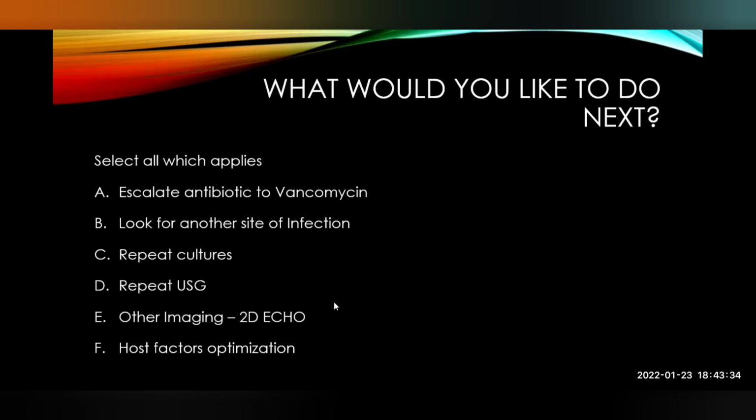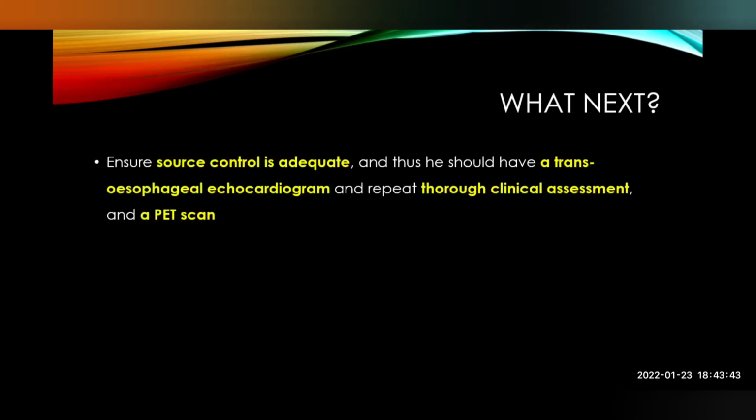So basically, first and foremost, in any case of persistent bacteremia, what you need to look for is, first, ensure whether your source control is adequate. For that, you need to do your repeat USG and see if there is any leftover collection of this abscess or not. Then the next thing will be to do a transesophageal echocardiogram. As I mentioned before, TTE or transthoracic was negative.